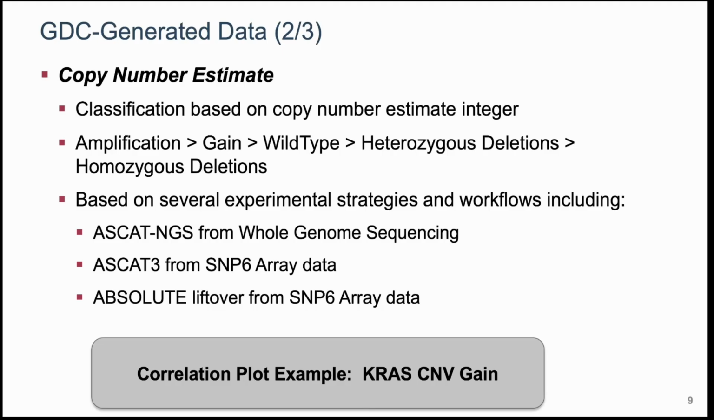This data is based on several experimental strategies and some workflows. The workflows are ASCAT NGS, and that comes from the whole genome sequencing experimental strategy. ASCAT3, that data is processed using the SNP6 array data. And then we also have ABSOLUTE liftover data from also SNP6 array data. I know the other data will eventually be available, but for now, this is what's there. And a correlation plot example would be a CNV gain in KRAS.